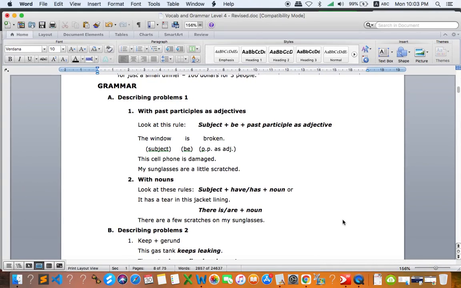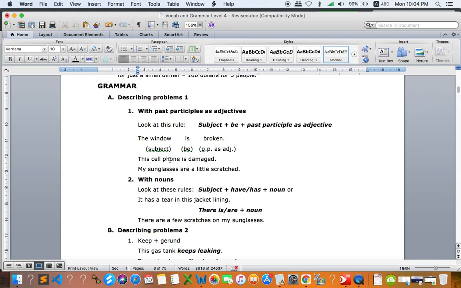So I also prepared this handout for you, so let's try it all together. Let's begin with A, describing problems 1. We have past participles as adjectives. Okay, look at this rule, not really a rule, but sort of a form. So we have subject plus to be plus past participle as an adjective. Of course, as I explained in the previous video, the past participle right here is not a verb, but it functions as an adjective. Okay, so as you can see right here, the window is broken.